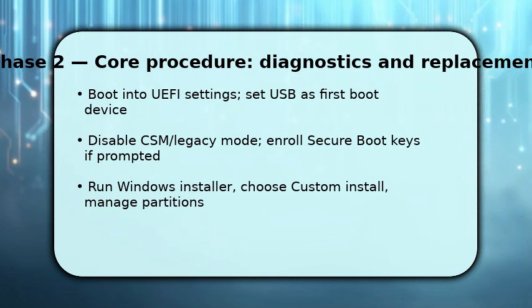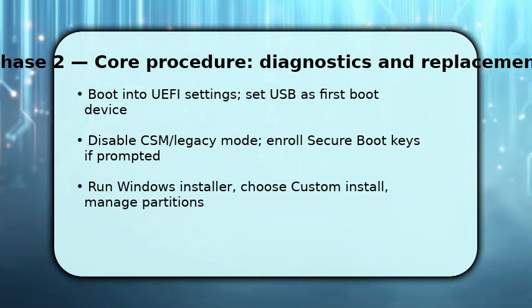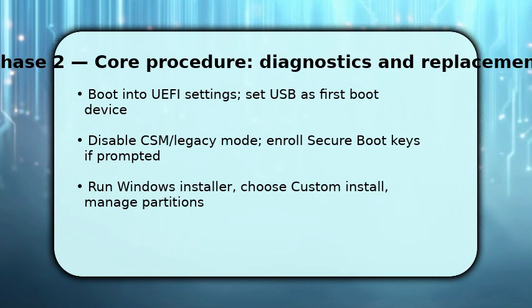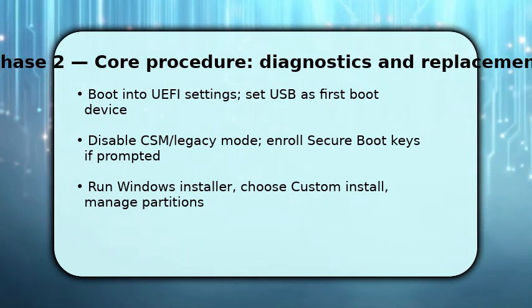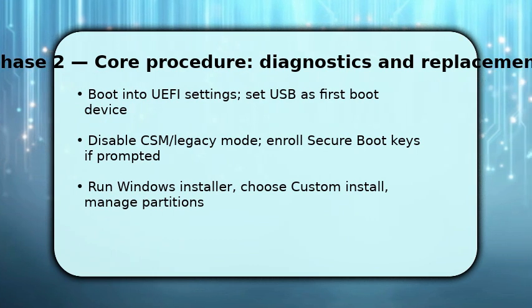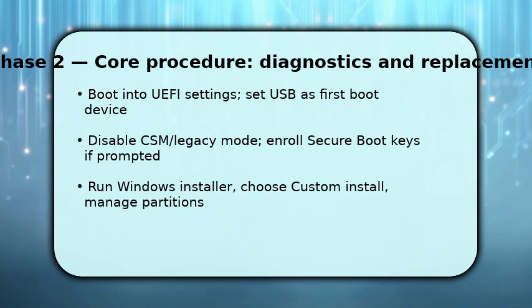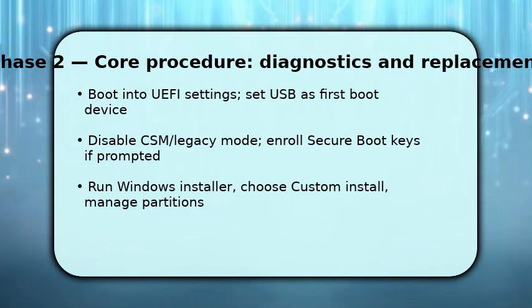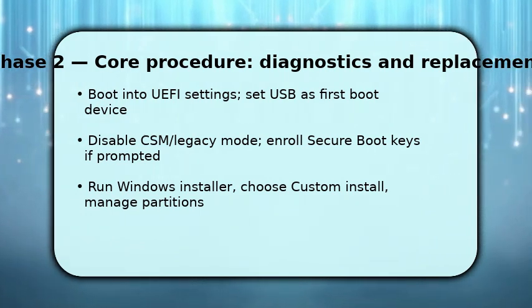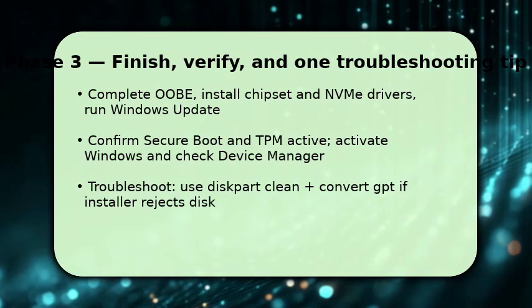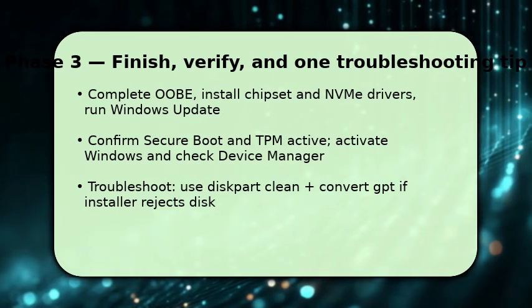Boot the Windows installer from the USB, choose Custom Install, and delete or create partitions as needed. If the installer reports GPT/MBR issues, open a command prompt and use diskpart to clean and convert the target disk to GPT. Continue the installer until files copy. Once Windows installs, complete the OOBE and sign in.